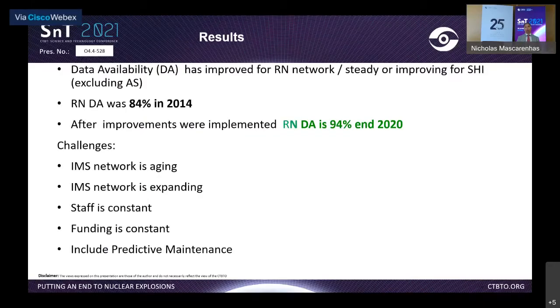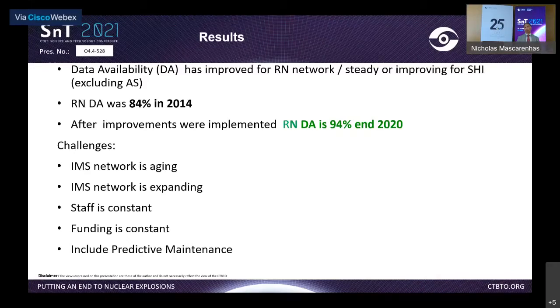So I told you the data availability when we started all of these activities was about 84%. Now it's reached about 94% after the measures were put in place. Some of the challenges: the network is getting old, so we have to deal with a limited budget on sustaining an aging network, which means sometimes replenishing parts or recapping a complete station.